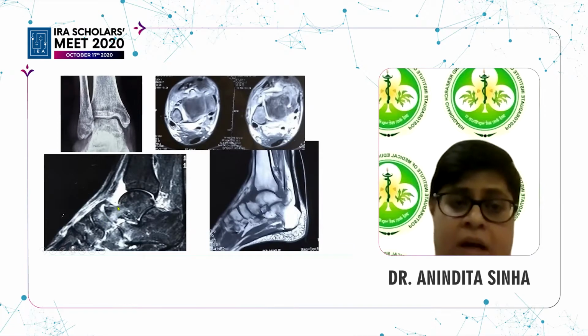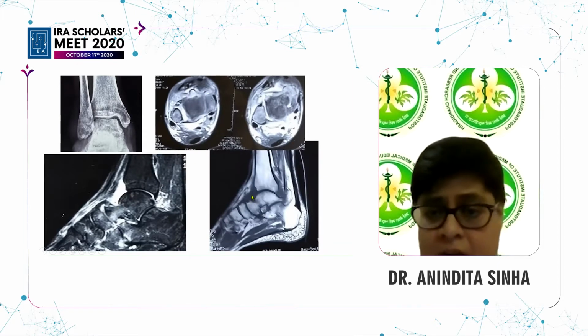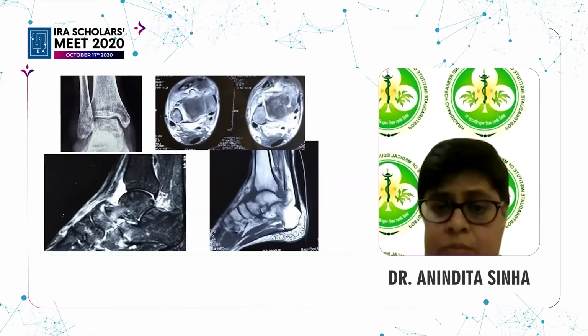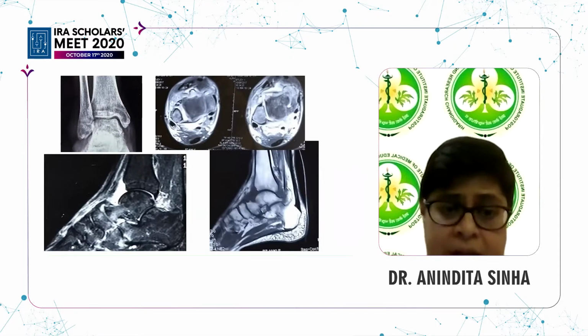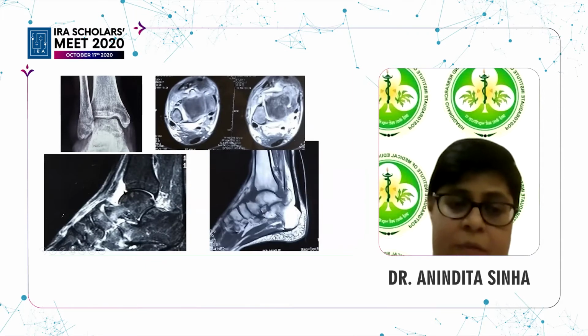So what I wanted to highlight is sometimes this is a mimicker, and this was actually when we did a needle aspiration and needle biopsy. I think this turned out to be a pigmented villonodular synovitis. This is typically T2 hypointense, but here we did not find a typical T2 hypointensity of a pigmented villonodular synovitis.